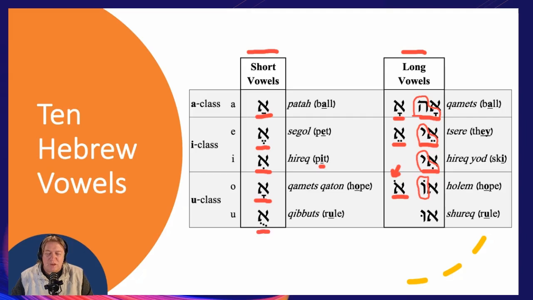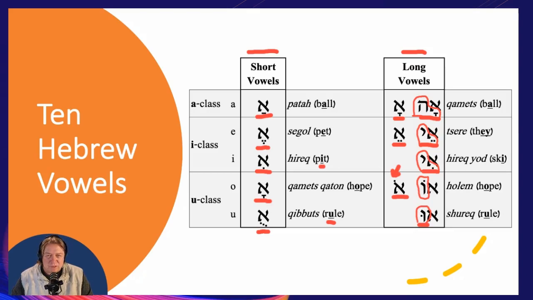The next one we have is a kibbutz, not caboose like at the end of the train, but a kibbutz, as in rule. That oo sound, rule. And the last one we have is the shurik. And it makes the same sound as in rule, but notice it too is with this little vav, and that is the vowel. That is the vowel.